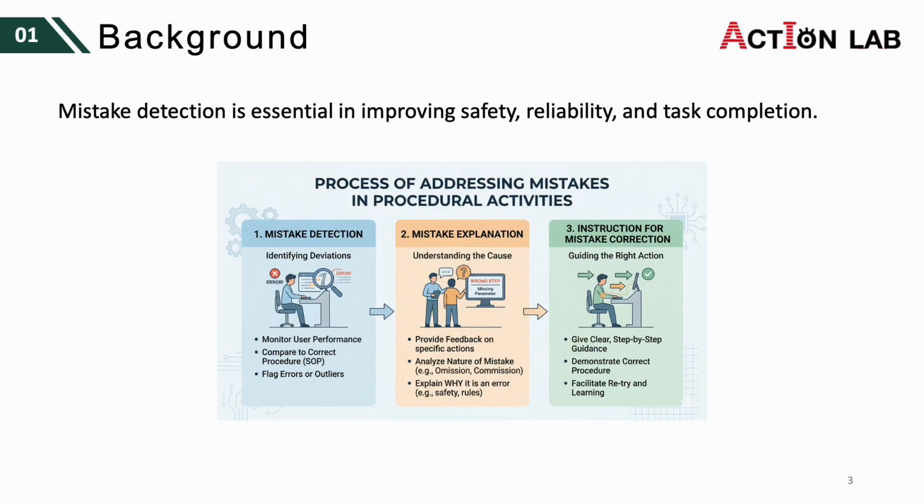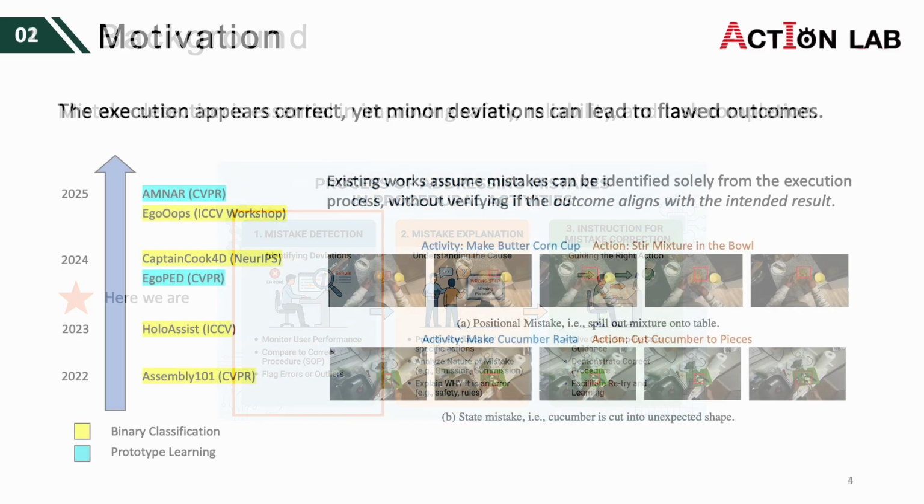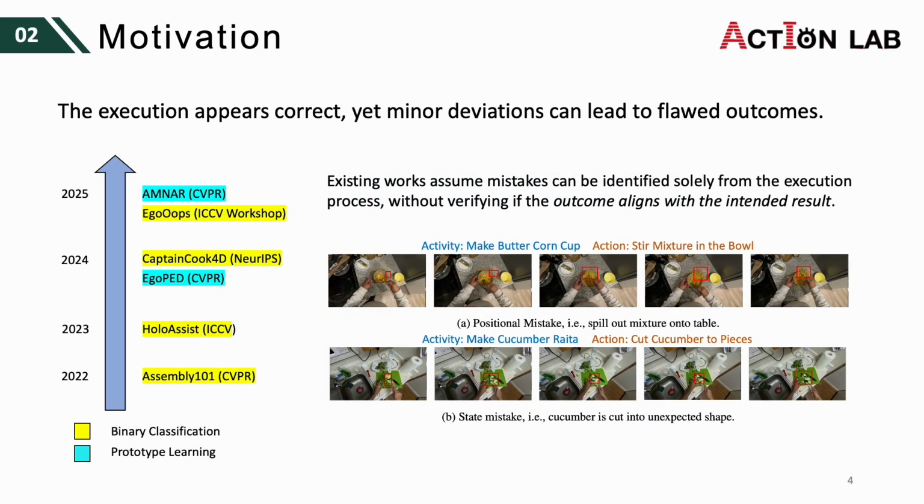Mistake detection is an essential first step toward intelligent assistance. In the broader pipeline, it comes before mistake explanation and mistake correction. So in this work, we focus on identifying when and where a deviation happens, which is the foundation for future assistive systems.